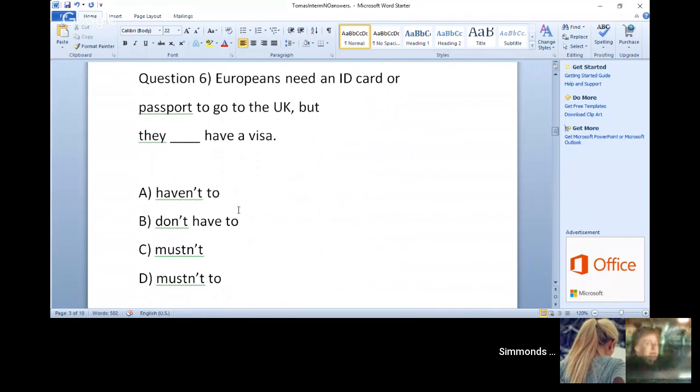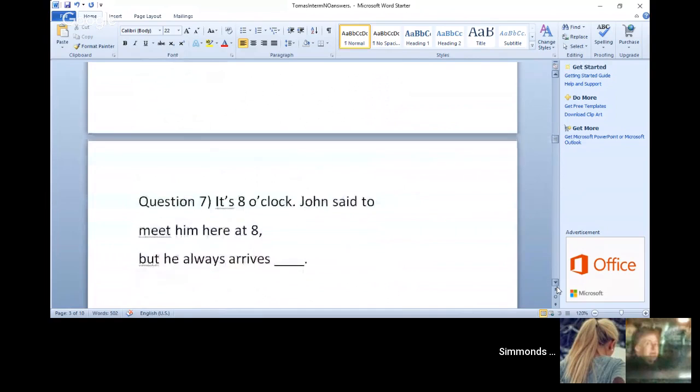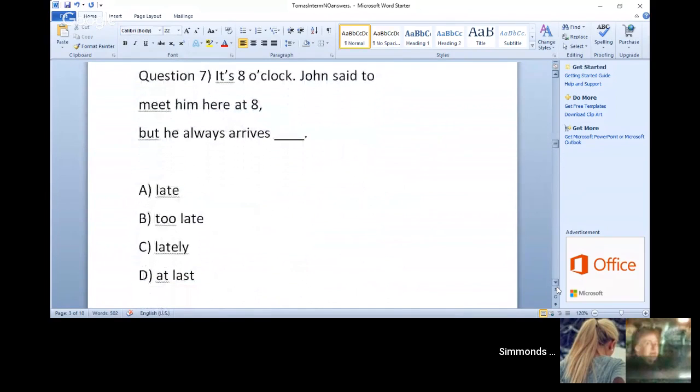Questions with this? No, it's clear. Okay. Good. So get ready, Garrett. This number 7 is for you. There we go. Whenever you're ready. Okay. It's 8 o'clock. John said to meet him here at 8, but he always arrives. It's simple. Number A, late. Good. Letter A is perfect.